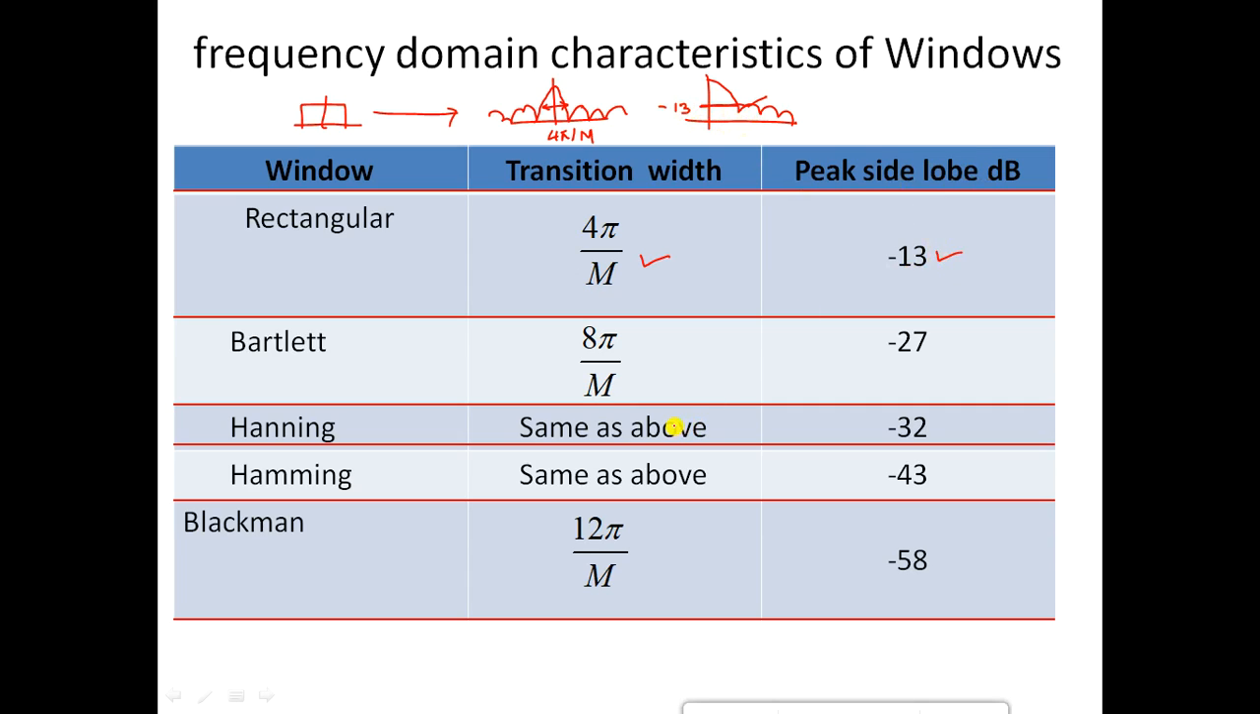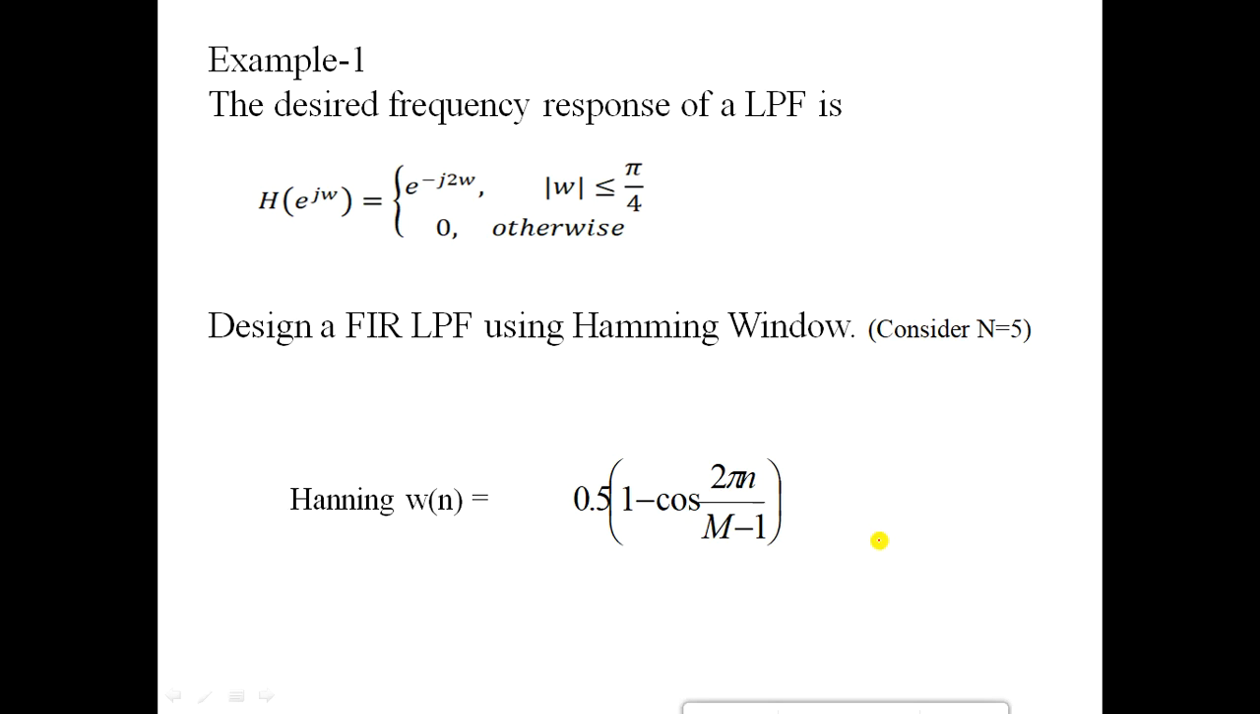That is what we talk about as the peak side lobe, or the first side lobe of the frequency response. Similarly, for the Bartlett window, the transition width is 8 pi by M, and for Hanning and Hamming it is also 8 pi by M. Whereas the peak side lobe is minus 27 dB for Bartlett, minus 32 for Hanning, minus 43 for Hamming. For the Blackman window, the transition width will be 12 pi by M, and the peak side lobe is around minus 58 dB.